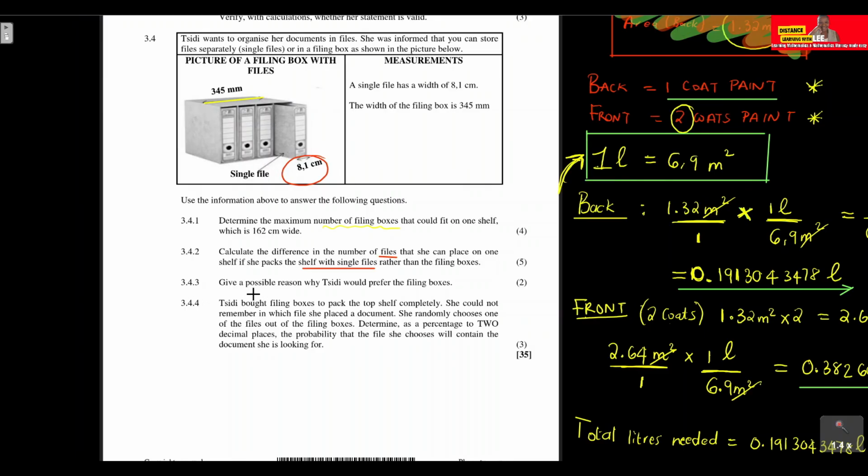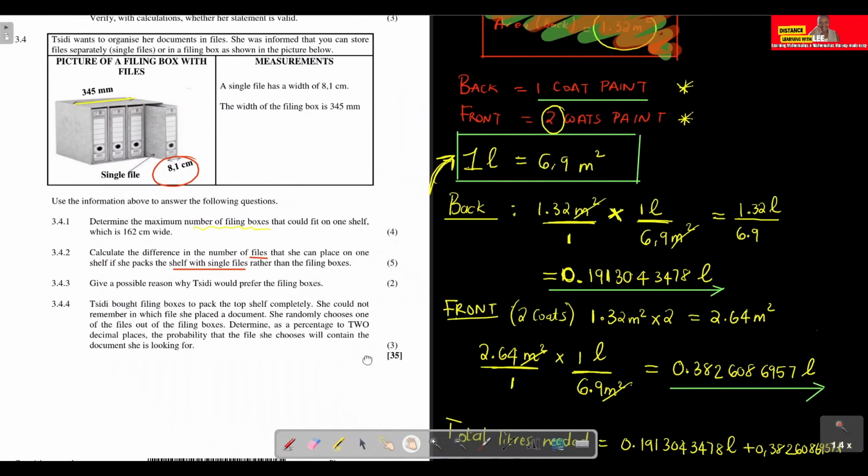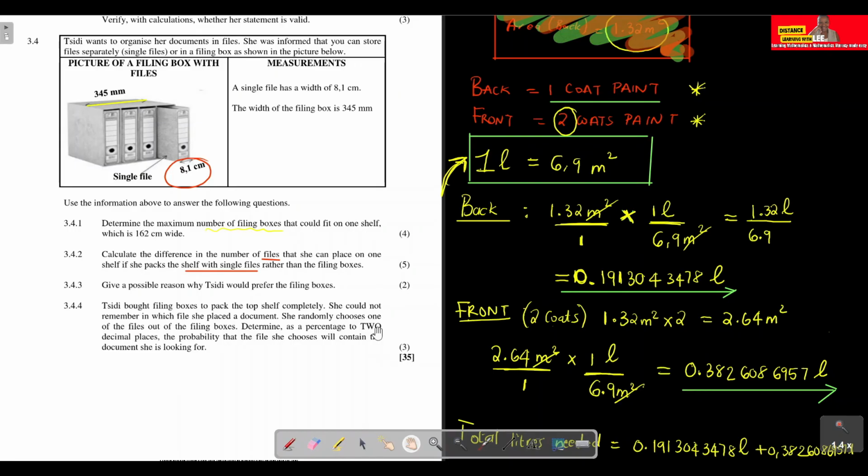It says calculate a possible reason why TD would prefer the filing boxes. So we can already see that she'll be able to pack more files if she decides to pack these files individually. But why would she then prefer to use the boxes? Here guys, you just need to think of it logically. Why would she prefer the boxes? Maybe the boxes could make her file look neater, or it'll be easier when she uses the boxes.